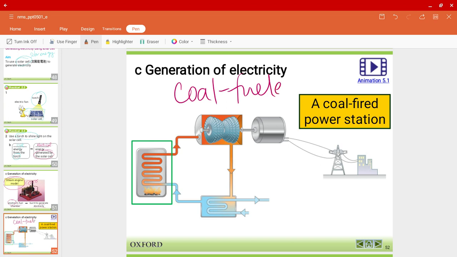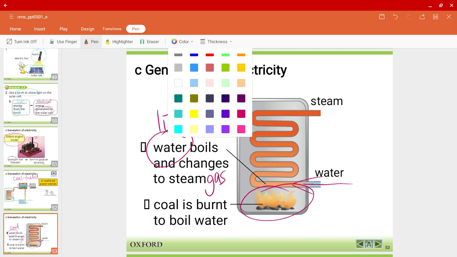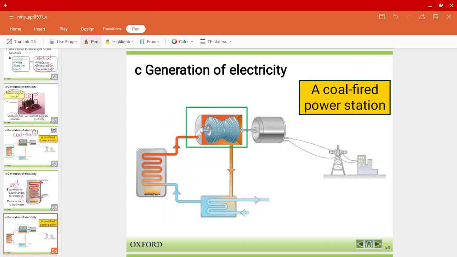But let's have a look in detail using a coal-fueled power station. Coal is a form of fuel, and it's quite common nowadays. First off, just imagine you have coal over here. It is being burnt to boil the water that is coming in. The liquid water boils and changes to steam. Originally it was a liquid, and after boiling it becomes a gas. The steam would go through this chamber and on to the top, and you'll get steam.